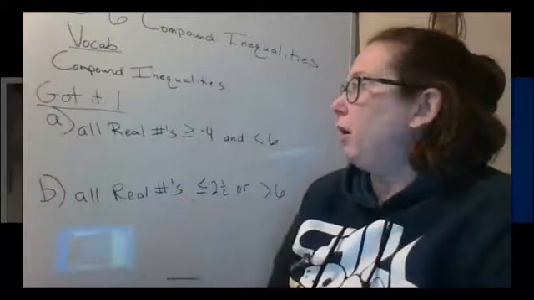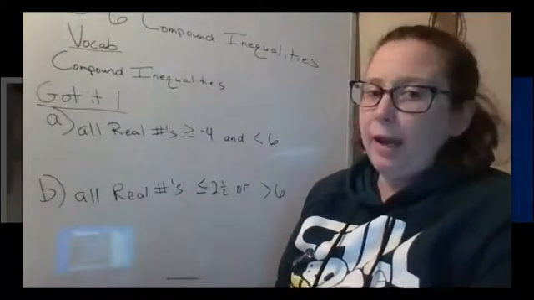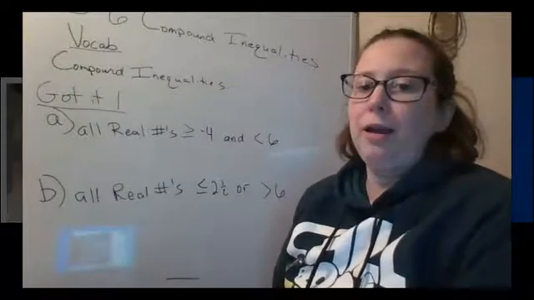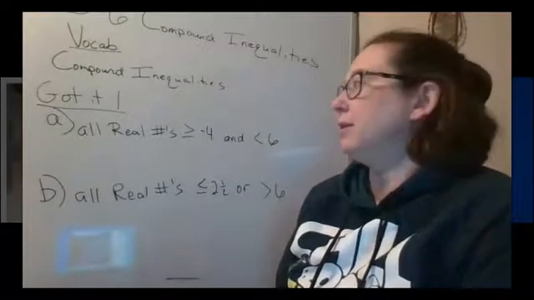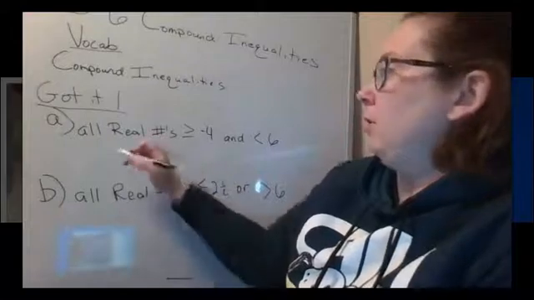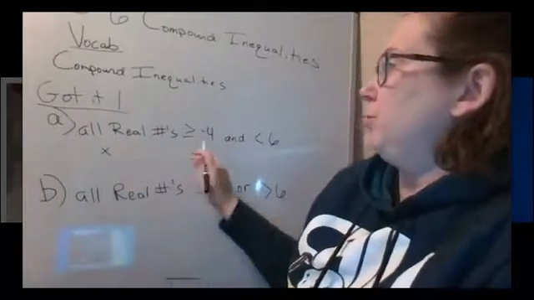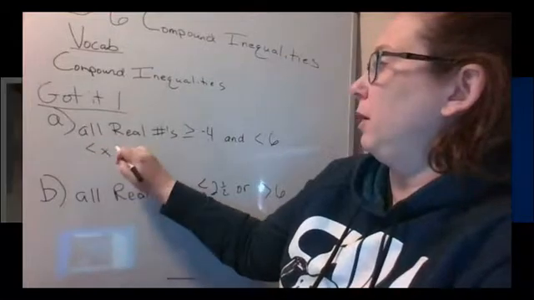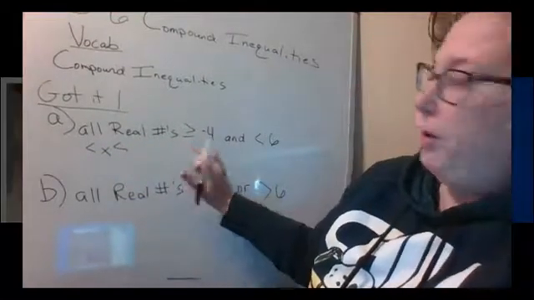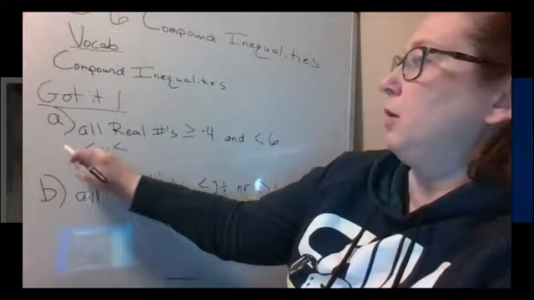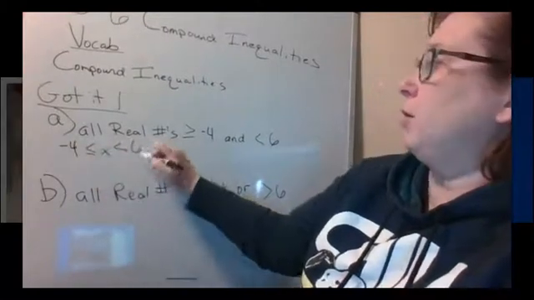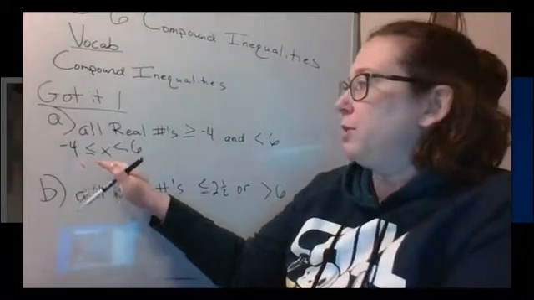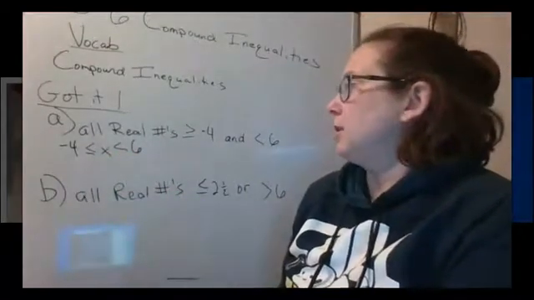All right, so we have Got It 1A and B here. A said all real numbers greater than or equal to -4 and less than 6. So if you remember, we are always going to have our inequalities looking like this. Sometimes you're going to have the "or equal to," sometimes you're not. You're going to put your smaller number over here, your larger number over here. So this one would look like this. -4 is less than or equal to x is less than 6.